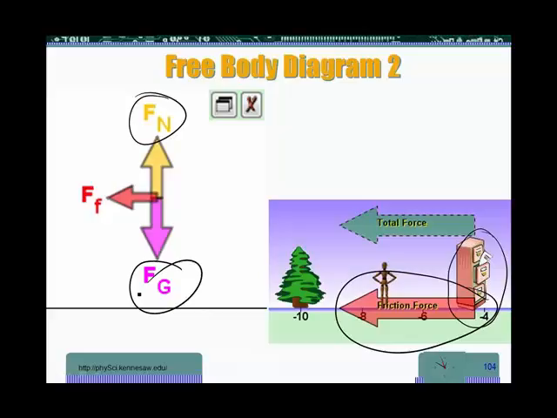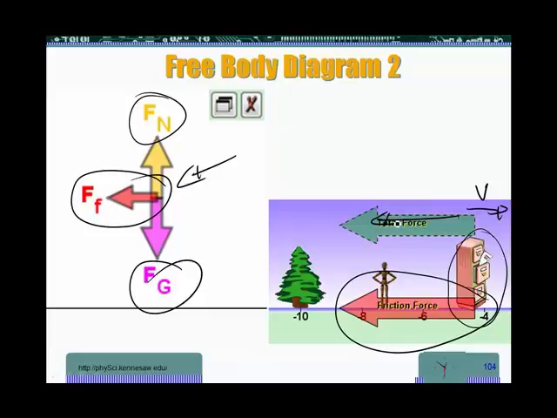However, along the horizontal, we don't have any applied force anymore. We have only the friction force, and there is nothing to balance it. So my unbalanced force in this case, or my total force, is the same as the friction force. Now, since my motion is in this direction, and my unbalanced force is in the opposite direction, my cabinet is going to slow down and eventually come to a stop.